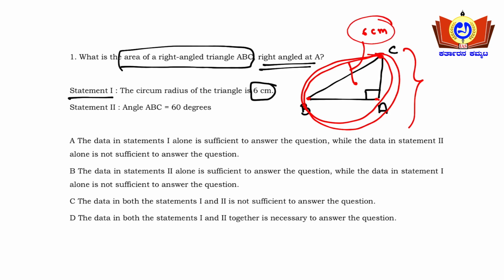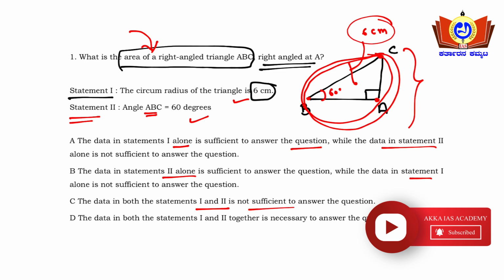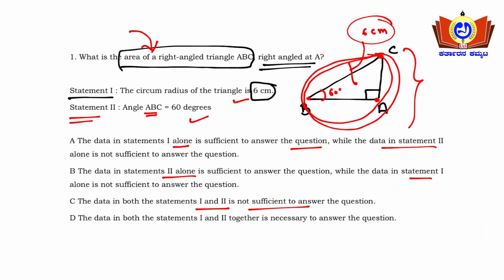So the circumradius is 6 centimeter, and statement 2 tells angle ABC is 60 degrees. Angle ABC means this angle will be 60 degrees here. The question asks: the data in statement 1 alone is sufficient to answer the question. So what is the question? What is the area of the right angled triangle? Option B: the data in statement 2 alone is sufficient to answer the question, while the data in statement 1 alone is not sufficient. Option C: the data in both the statements 1 and 2 is not sufficient to answer the question, and option D: the data in both the statements 1 and 2 together is necessary to answer the question.